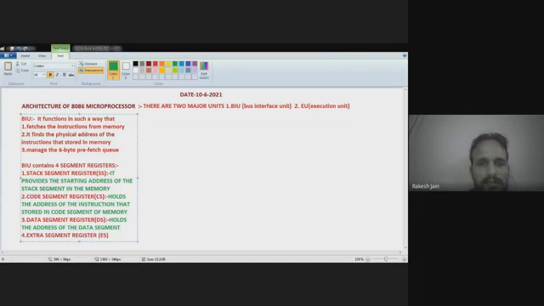Here the starting address of the extra segment is present. The register basically contains the address of the string data. The extra segment register generally contains the address of the string kind of data.